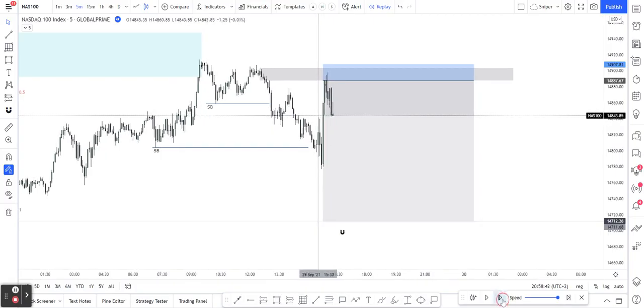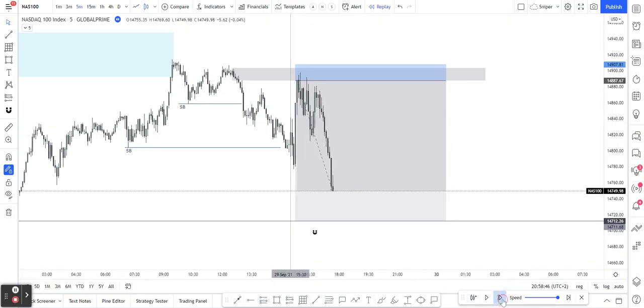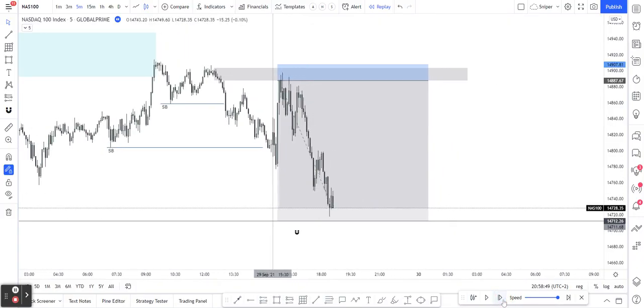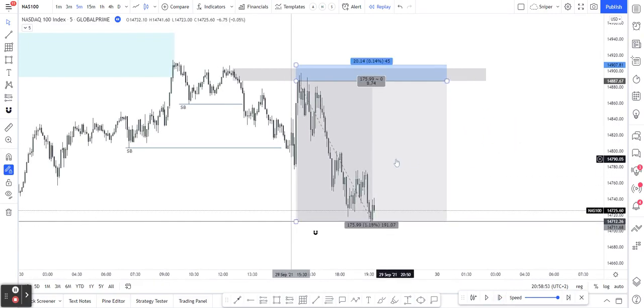So you can just see how this then unfolded on the lower time frames. We had a push down, and then price came back up again, and then a little bit up again, and then ultimately push towards the downside to reach target for 8.7 risk to reward.